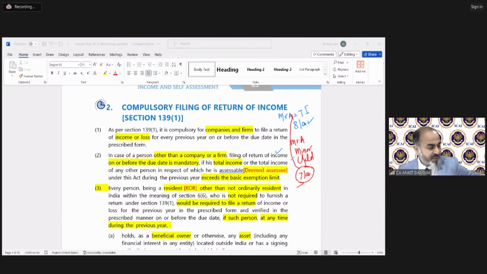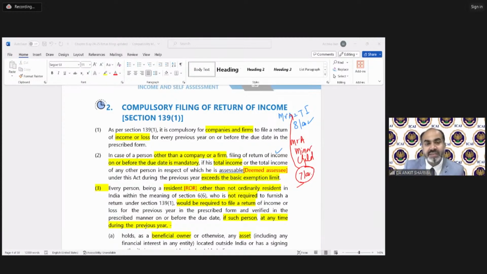So the first point was for the company and firm: they have to file a return. For persons other than company and firm, if your total income exceeds the basic exemption limit, or if the person for whom you are a deemed assessee has total income exceeding the basic exemption limit, you have to file the ITR. ITR is income tax return.